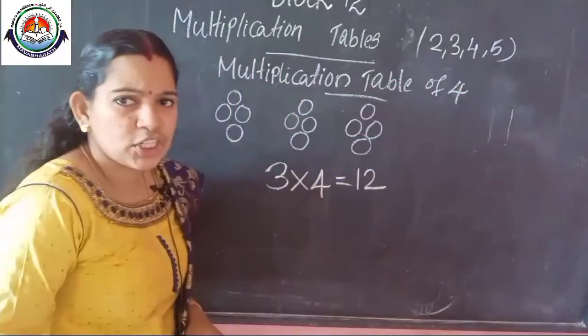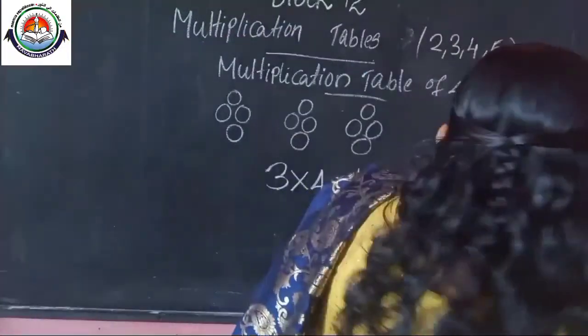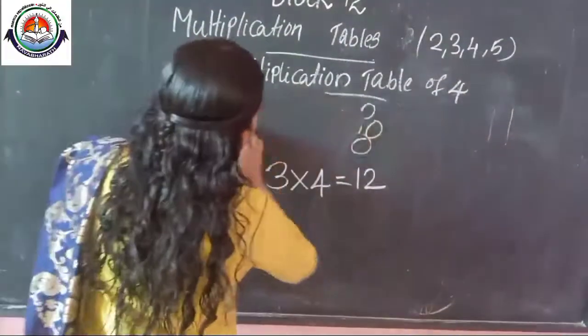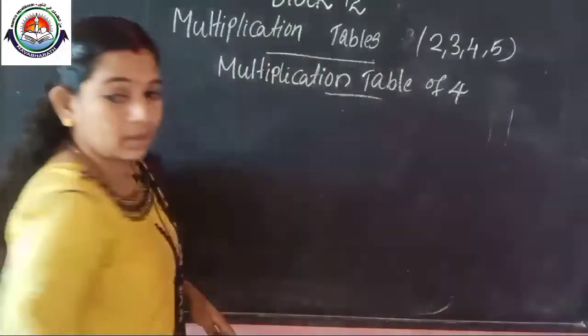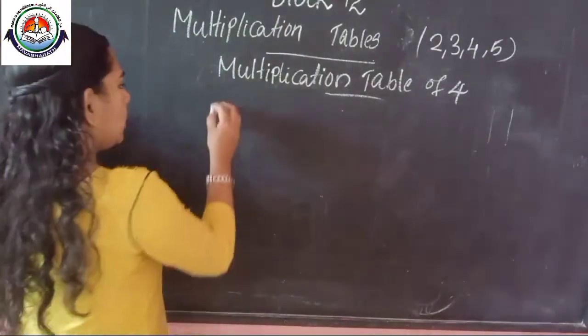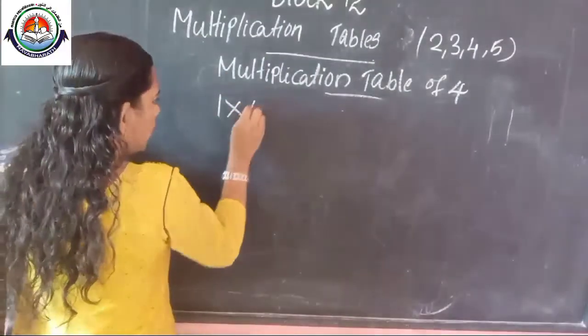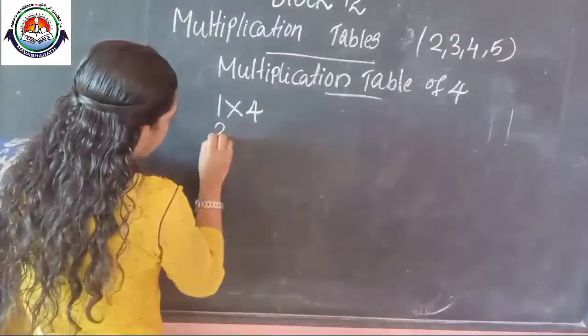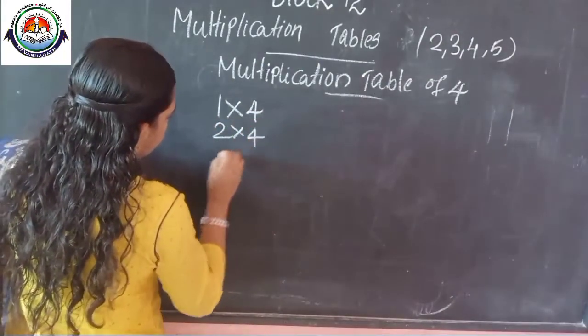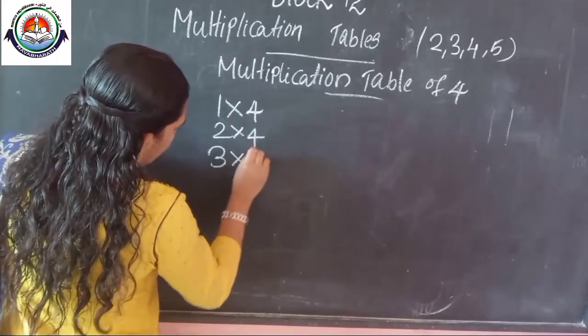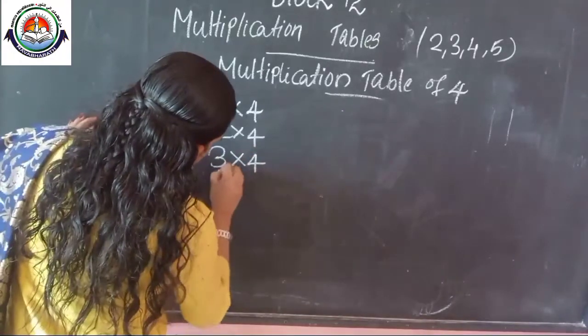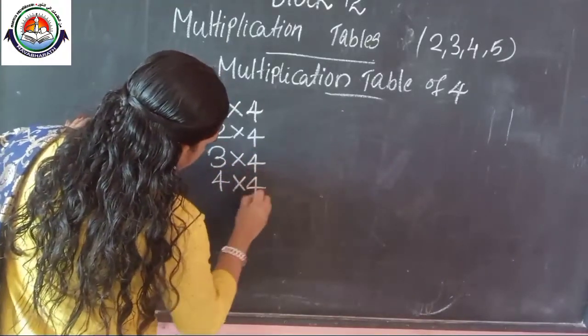You can write the multiplication table. Are you ready? Then you say, I just write this. 1 4, 2 4, 3 4, 4 4.